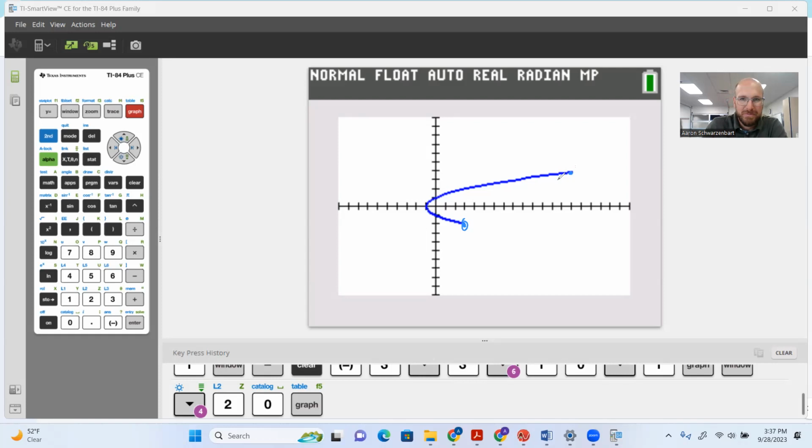Okay. But parametric mode allows us to do a lot of graphing and allows us to graph some things that are not functions with our calculator. Okay, that is the end of your lesson.